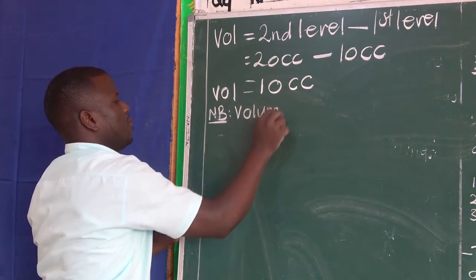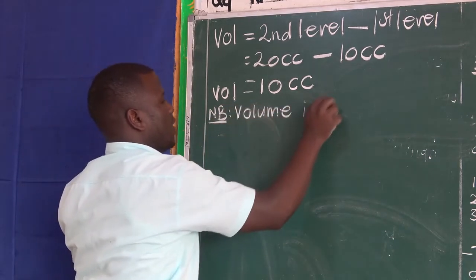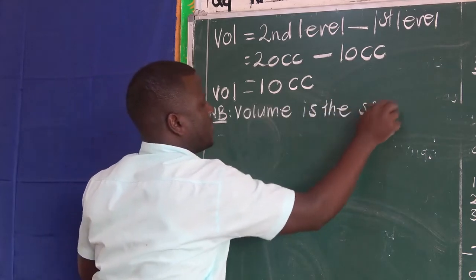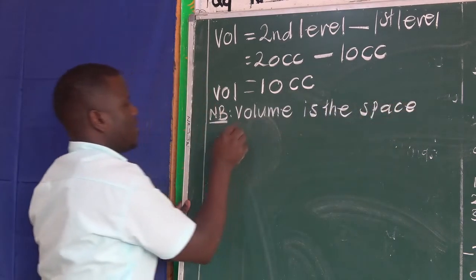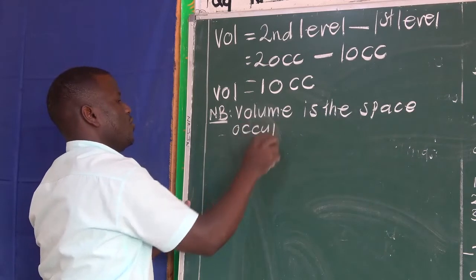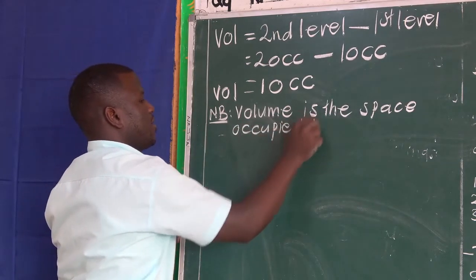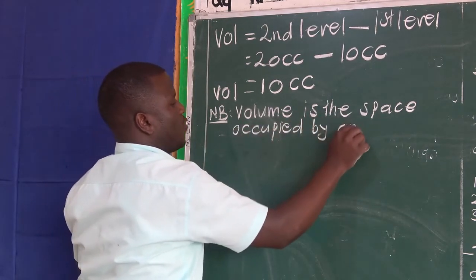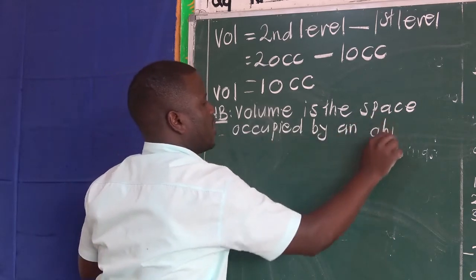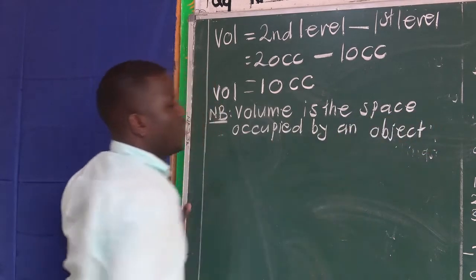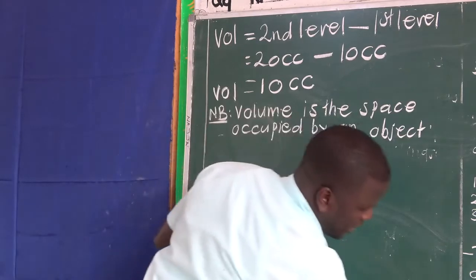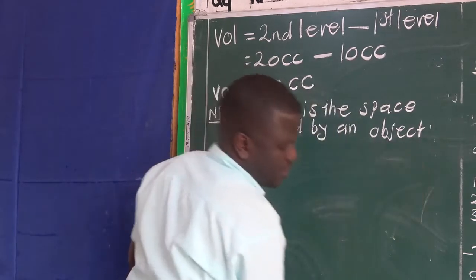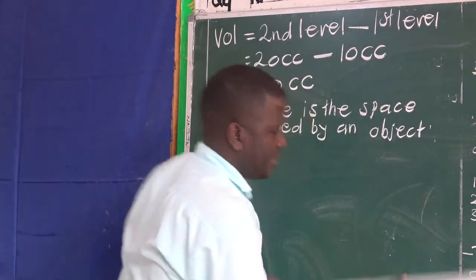Volume is the space occupied by an object. Then what is capacity?